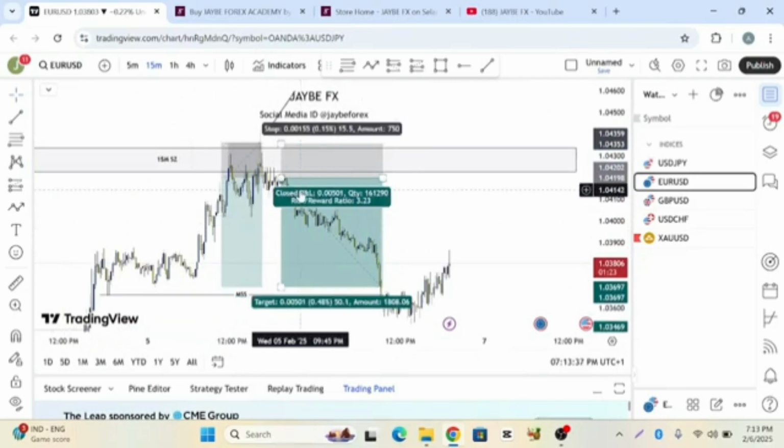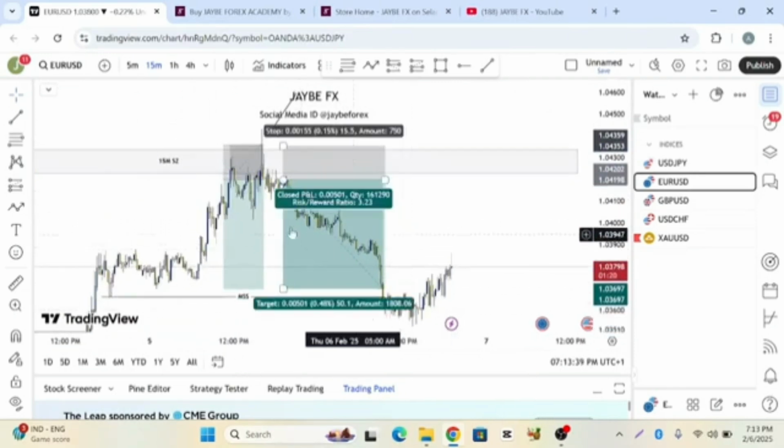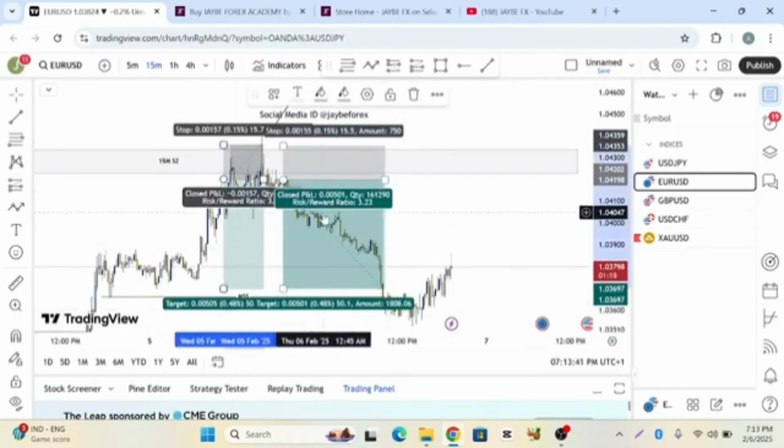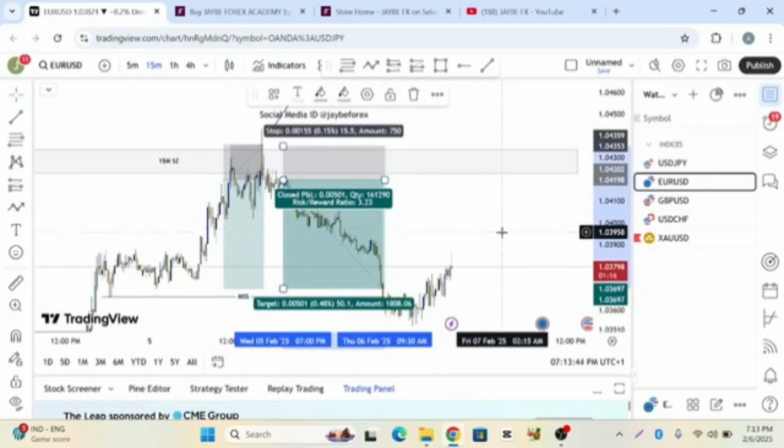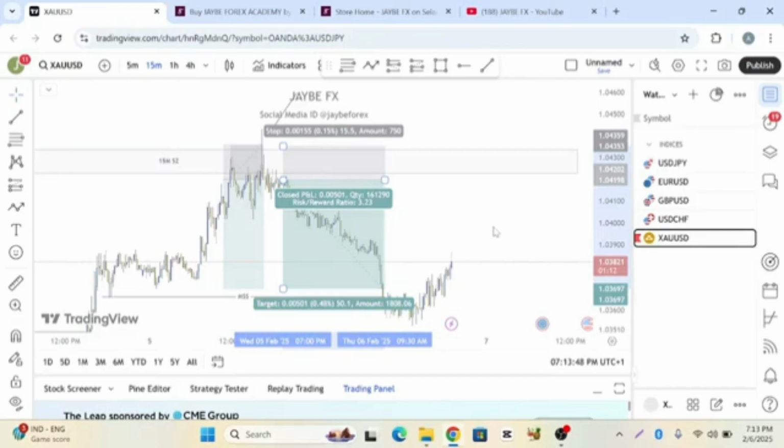So I went in for another sell, which hit take profit. I risked $100 here and I made 1:3.23. Then I recovered the loss and made more profit, plus the one I took on the XAU/USD.